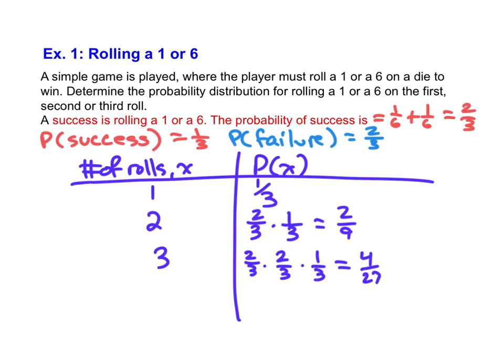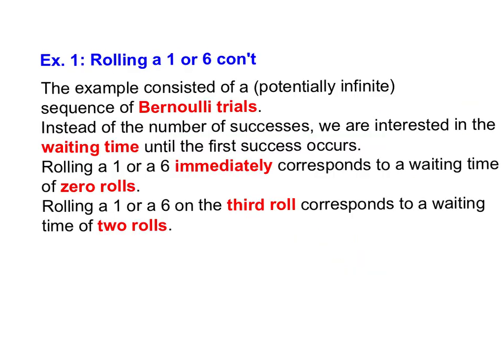For a 4 of 27 probability of being successful on my third roll. We could obviously have infinite rolls, and so this is called a sequence of Bernoulli trials. Instead of the number of successes, we're interested in the waiting time until the first success occurs. So rolling a 1 or a 6 immediately corresponds to a waiting time of 0. Rolling a 1 or a 6 on the third roll corresponds to a waiting time of 2 rolls.